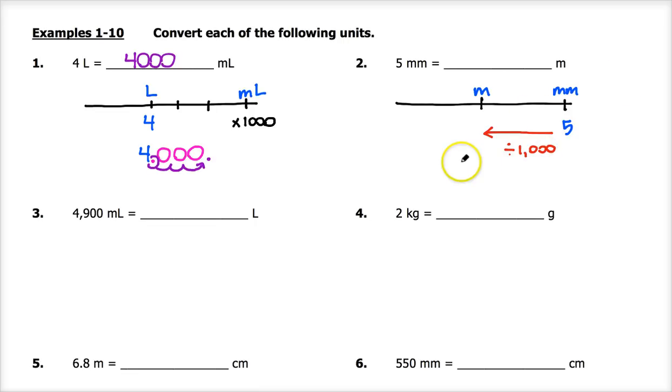And so that means we're going to take the decimal point on our 5, which is here, and we're going to move that decimal point 3 places to the left. So if we do that, one place to the left would give us 0.5, another place would give us 0.05, a third place would give us 0.005. So there are 0.005 or 5/1000ths of a meter in 5 millimeters.